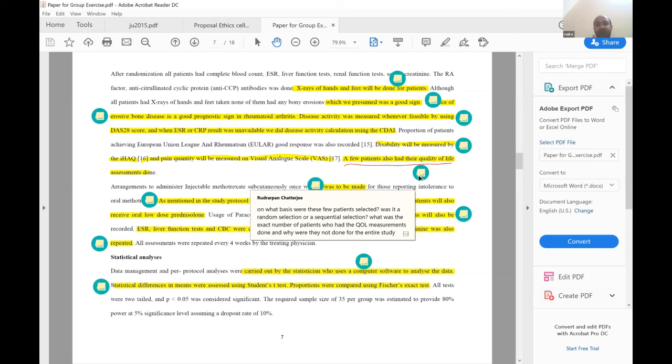Again, this statement that a few patients also had their quality of life assessment done is a very vague statement to put in the methods. Even if you want to mention that a few patients, I would rather know how those few patients were selected, whether they were sequentially selected from the first patients who presented, or whether it was a random sampling done from the patient population, and the exact number who had their quality of life assessments done. That would have a direct bearing on the results.